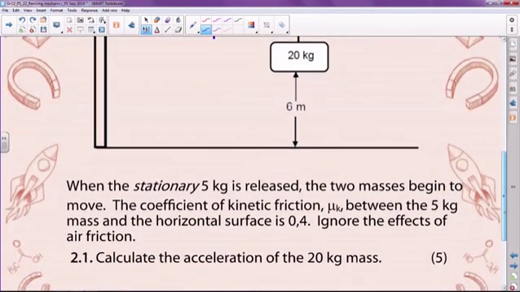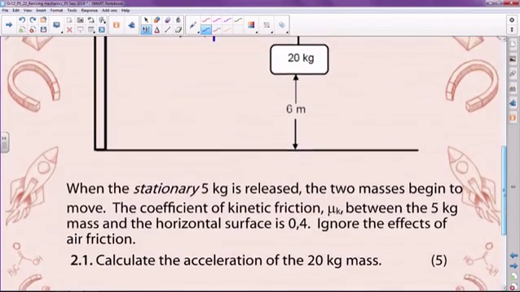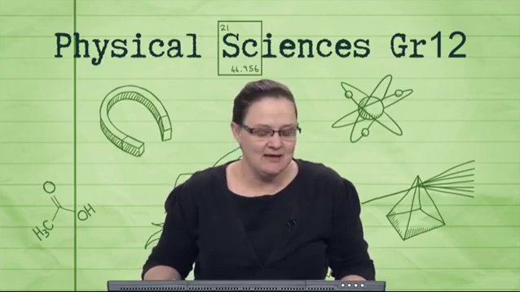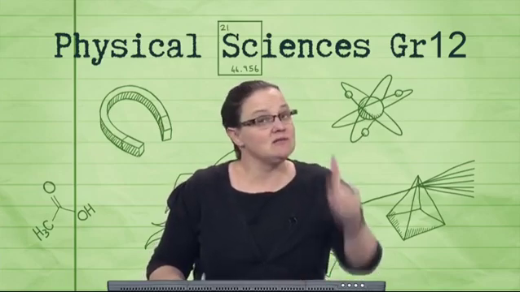First question, calculate the acceleration of the 20 kilogram mass. So there is your diagram. I want to know what the acceleration is. Okay, Newton's second law. This one's going to take you a little longer, so I'm going to give you 3 minutes to see how far you get, and those 3 minutes start now.